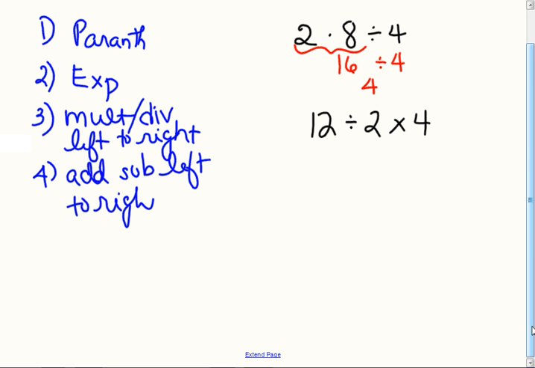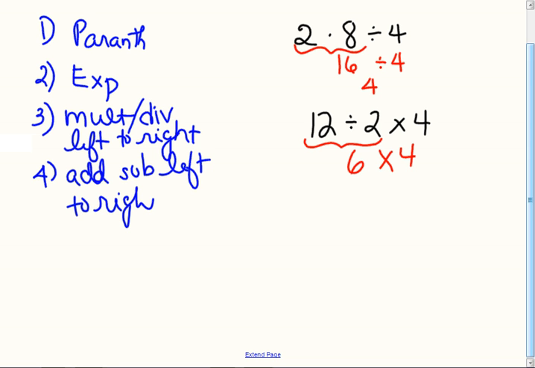What about this one? A lot of people want to go 2 times 4 because they don't want to do that division. But the division comes before the multiplication. So I always go left to right. What's 12 divided by 2? Half of 12 bucks. Half a dozen eggs. 6. Times 4 is what?